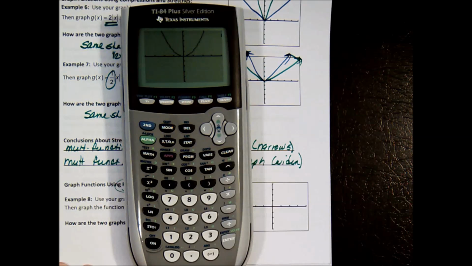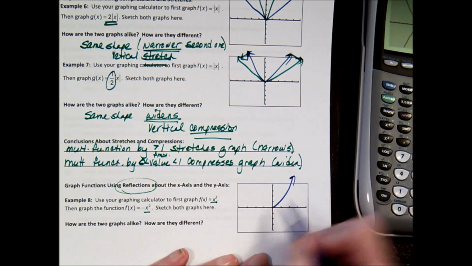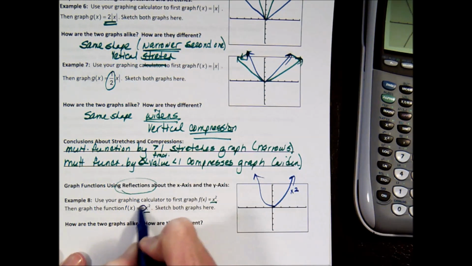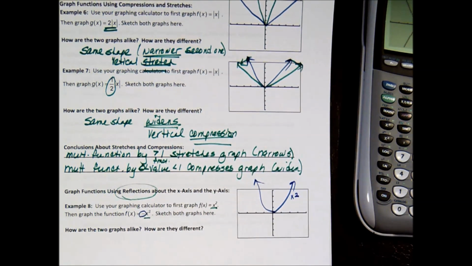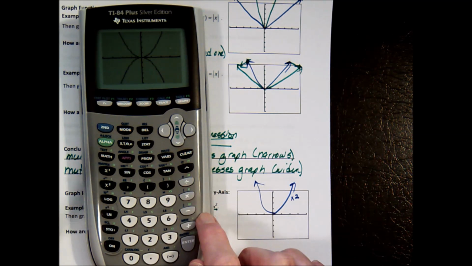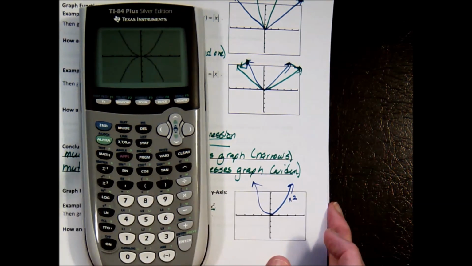Now watch what happens with the second one. Oh, where did it go? So let's look at the first one. Here is our f of x equals x squared. But when I put that negative in the front, not a subtraction sign. By the way, when I put in the negative, I used this button, not this one. You will get an error. You can't start out a numeric sentence with a subtraction sign. You have to have something to subtract from. So we use the negative sign.